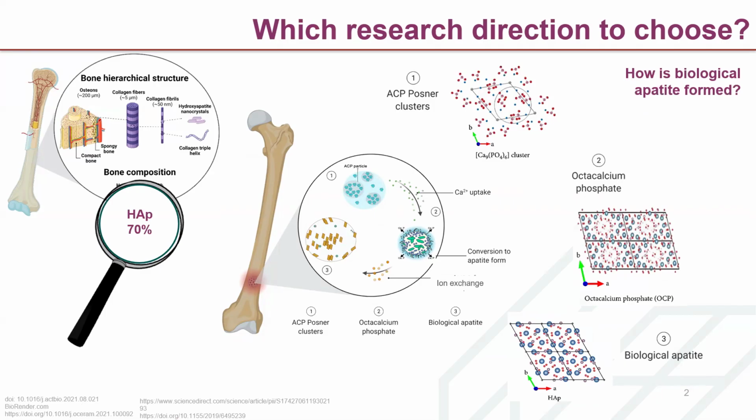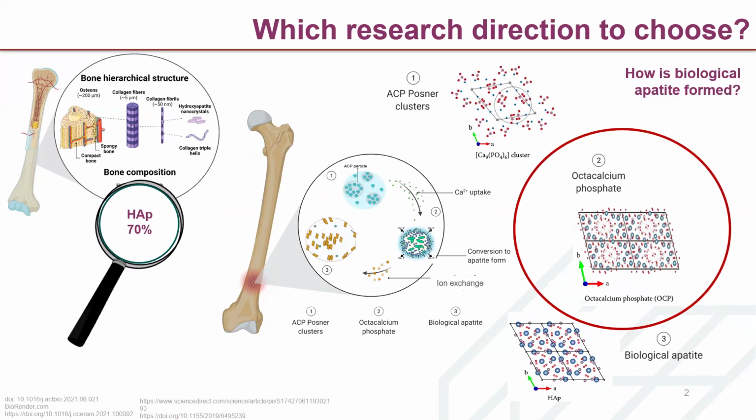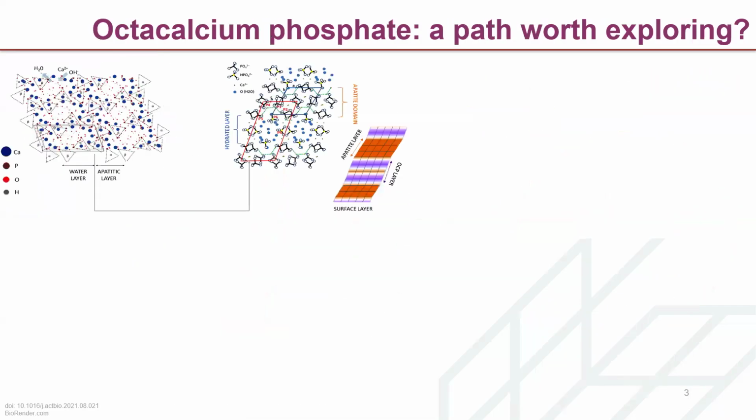Considering that this bone formation process is very important, we have decided to put the focus of our research on one of the bone precursors, octacalcium phosphate. However, during the literature search, we noticed that the research on OCP is not that popular, even though the advantages of OCP are very connected to its structure.